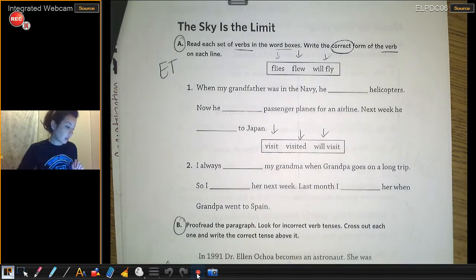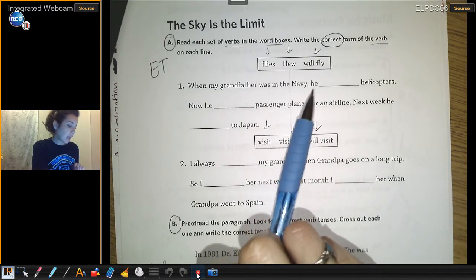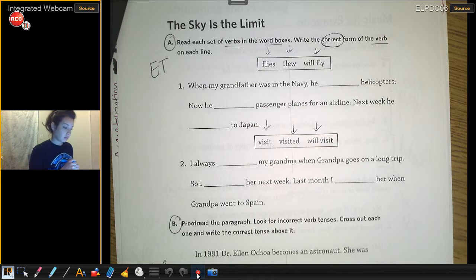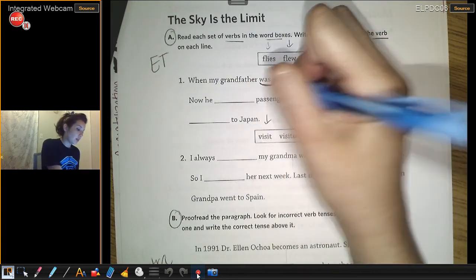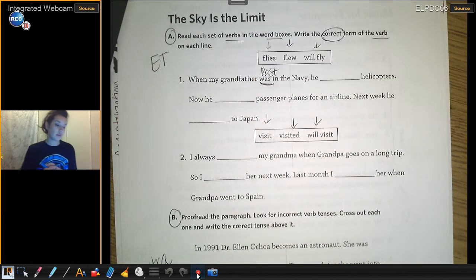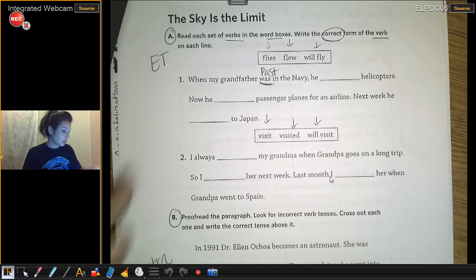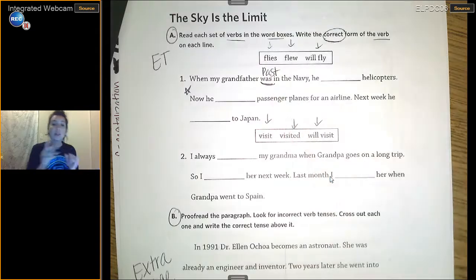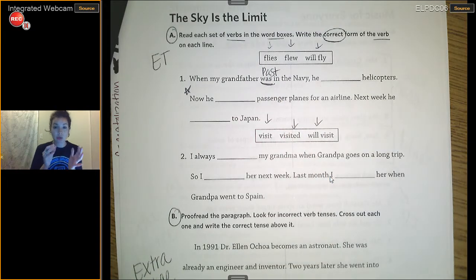So as you're reading, when my grandfather was in the Navy, blank, he blank helicopters. Okay? What are your context clues here? Well, I see was, that's happening in the past. If he was in the Navy, he already did something with the helicopters. So you have to make those connections. Okay? As you continue on, here's the time word, right? So make sure when you're reading, you're making connections to those context clues, whether it's another verb tense that you need to match with, or it's a time word.